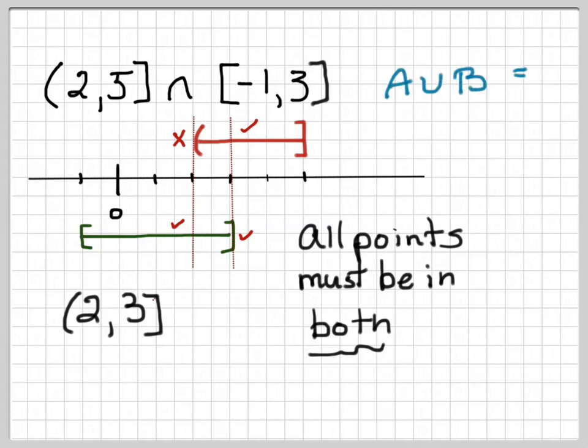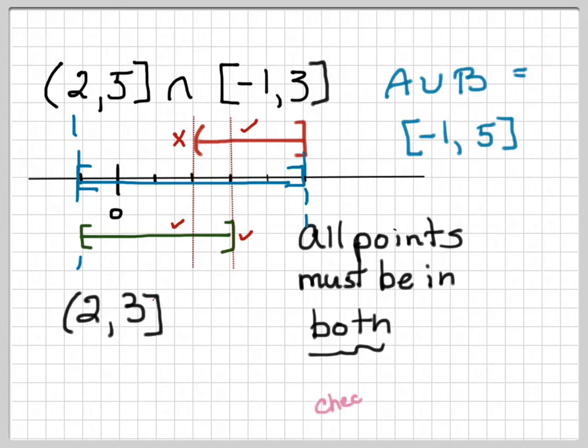If I want to find the union of A and B, remember that's the things that occur in either or in both. So I have -1, all the way up to 5, and that would be included. All it has to do is be included in one for the union, not be included in both.